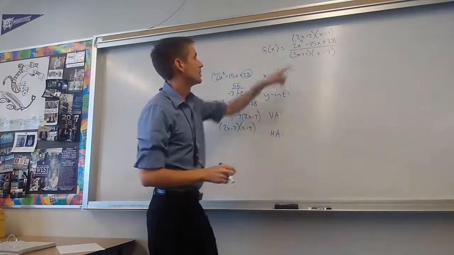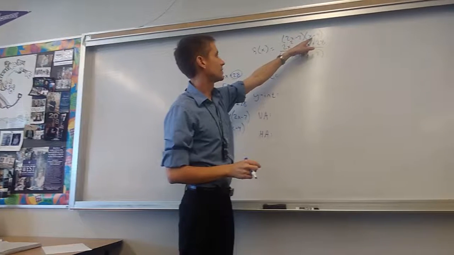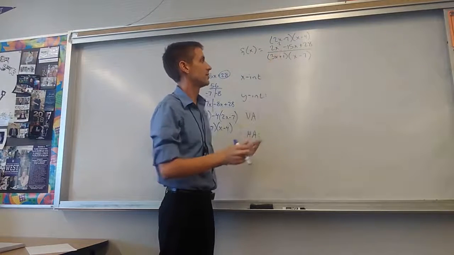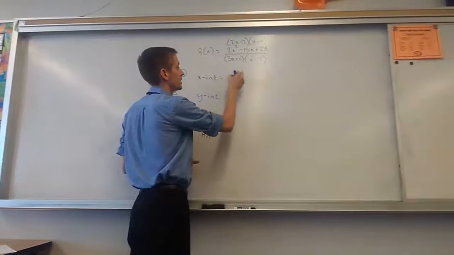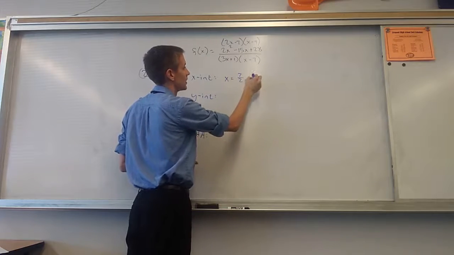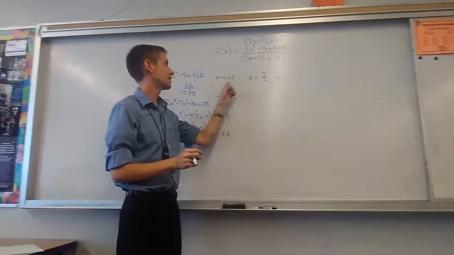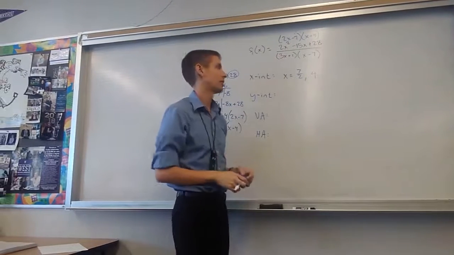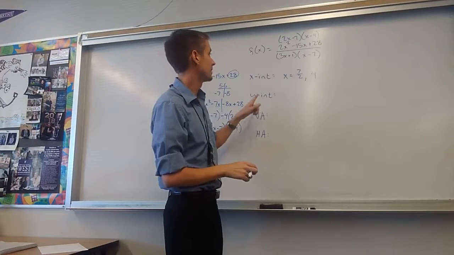Now, the x-intercepts are just the zeros of those two factors. So x is equal to 7/2 and x is equal to positive 4 would become the x-intercepts for this function right here. In order to find the y-intercept, I'm going to substitute a 0 in for each one of those x's.